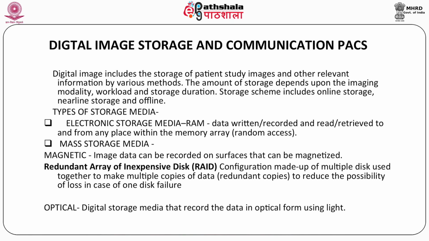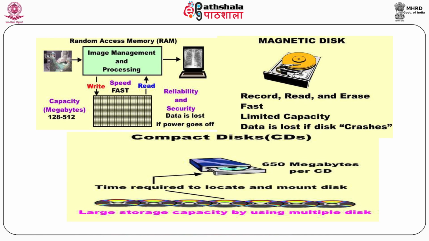In the case of an optical disk, a digital storage medium that records the data in optical form using light, the compact disk called CD is a commonly used optical storage media. Writing or recording is done by laser. A laser produces a relatively intense beam of light that burns the CD. Optical media have a large storage capacity and are easily exchangeable.